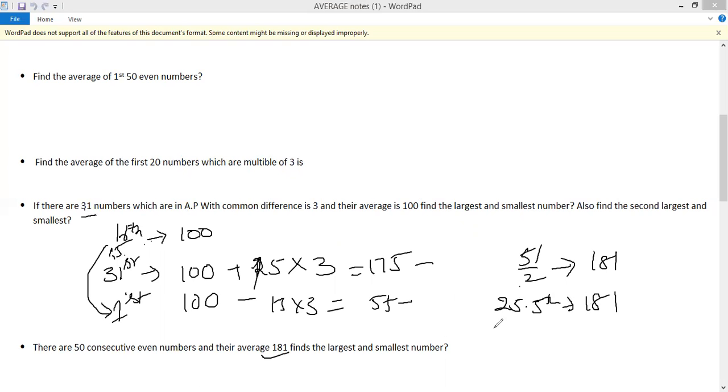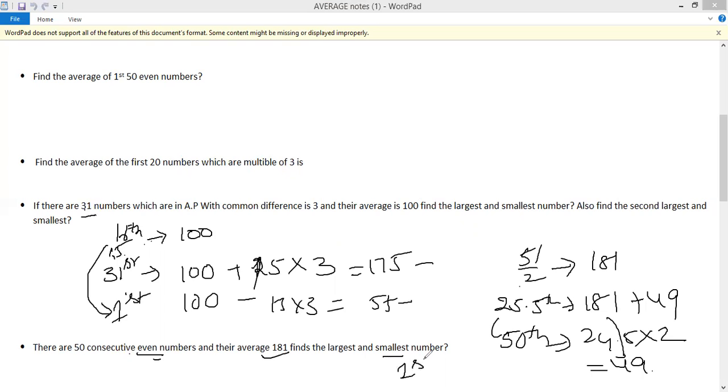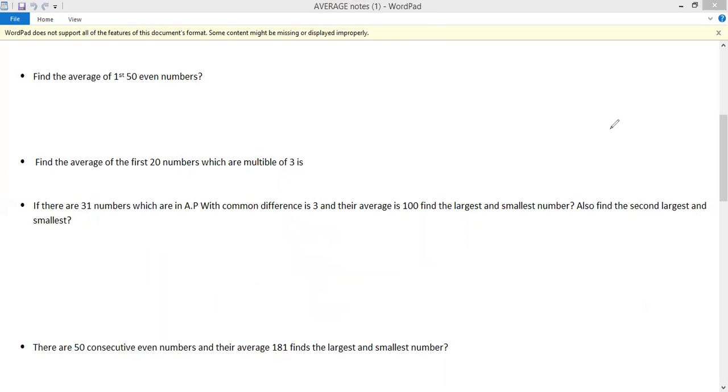Now I have to calculate the 50th term. The 50th term, how much gap? 24.5. Each two numbers' difference is 2, because they are even numbers. So the difference is 49. So the big number is 181 plus 49. For the smallest number you have to calculate the first term. The first term, how much difference? 24.5, and each term difference is 2, so 49. 181 minus 49 is the smallest number. Okay, like this, this question is done.